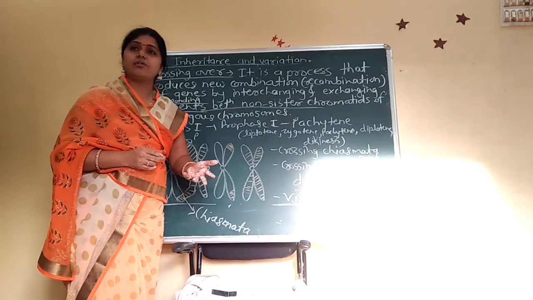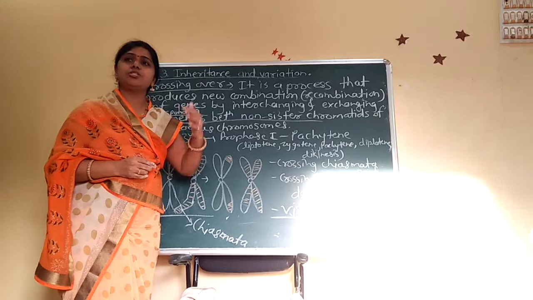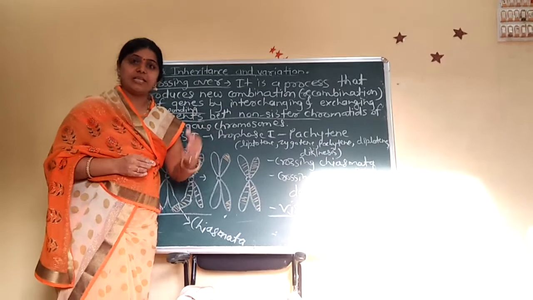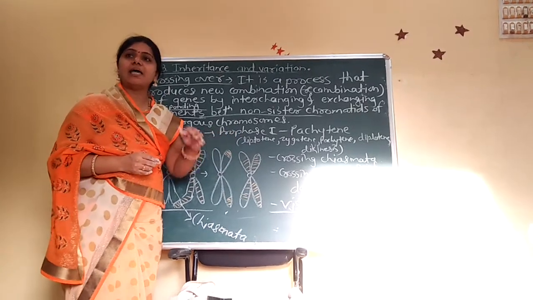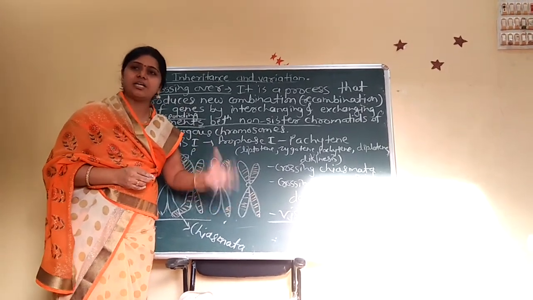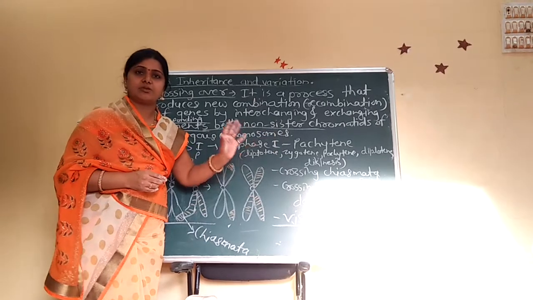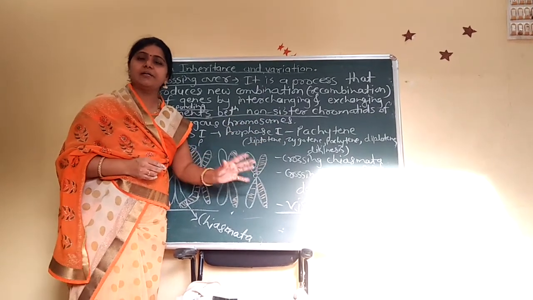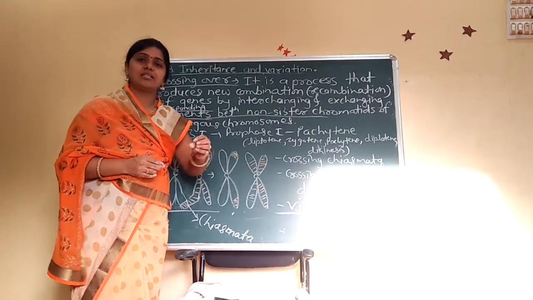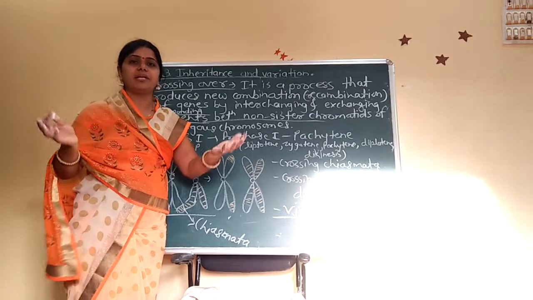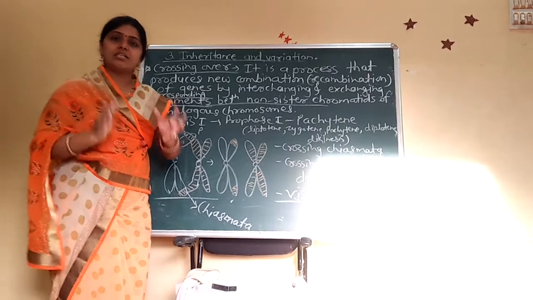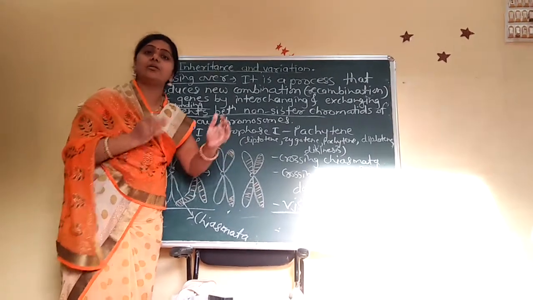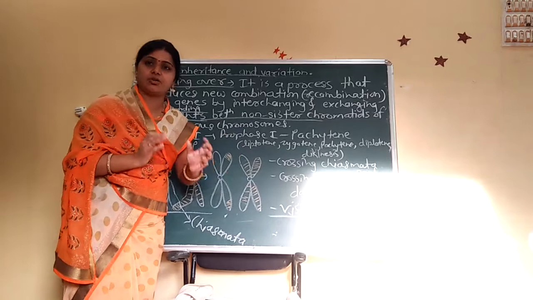What is crossing over? It is the process that produces a new combination of genes by exchanging corresponding segments between non-sister chromatids of homologous chromosomes. T.H. Morgan says that crossing over is the separation of linked genes. What Morgan says, the separation of linked genes is called crossing over. It is the simple definition of crossing over.